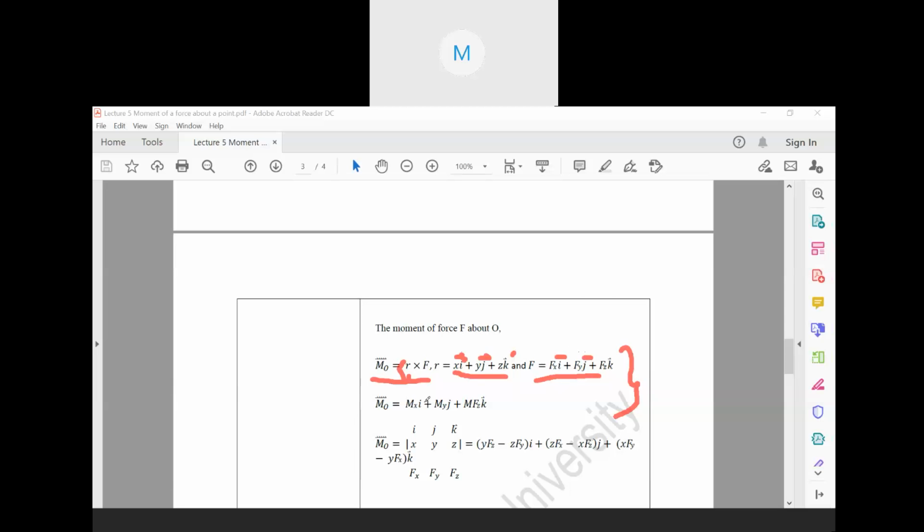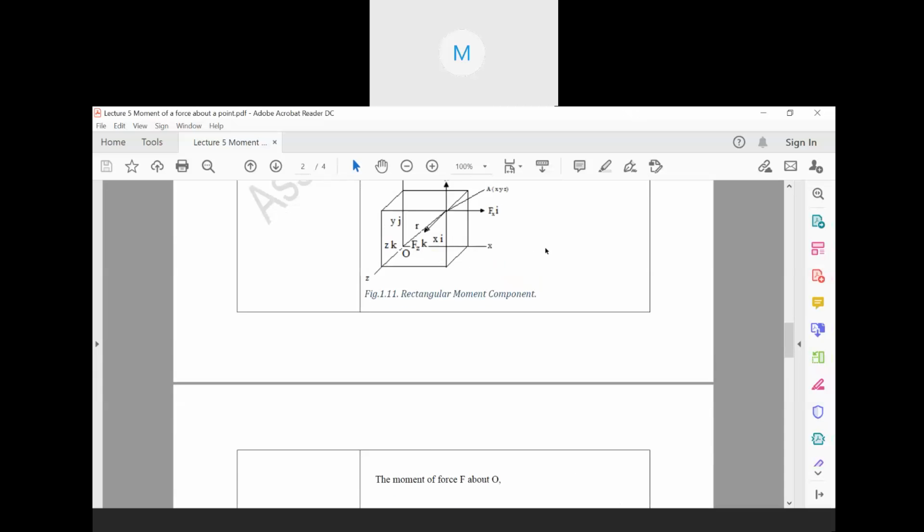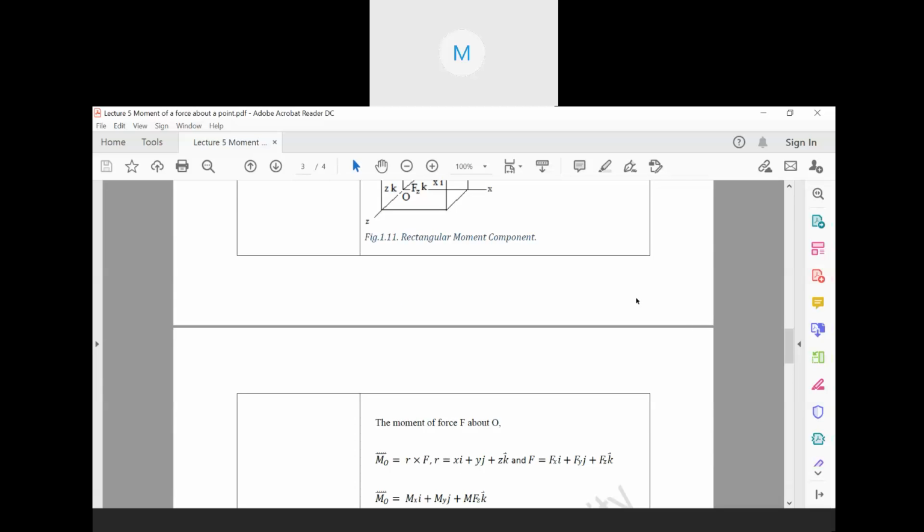Okay. So that means what? This moment expression, just think of the expression. For individual forces, there will be individual moments in each direction. That means this one is Mx in the i direction, My for j, Mz for k. F is not there, that was a mistake. So only Mz is there. So this is the diagram in three dimensions. Okay, rectangular moment components. Just remember those two expressions. These are very important, this one and this one.